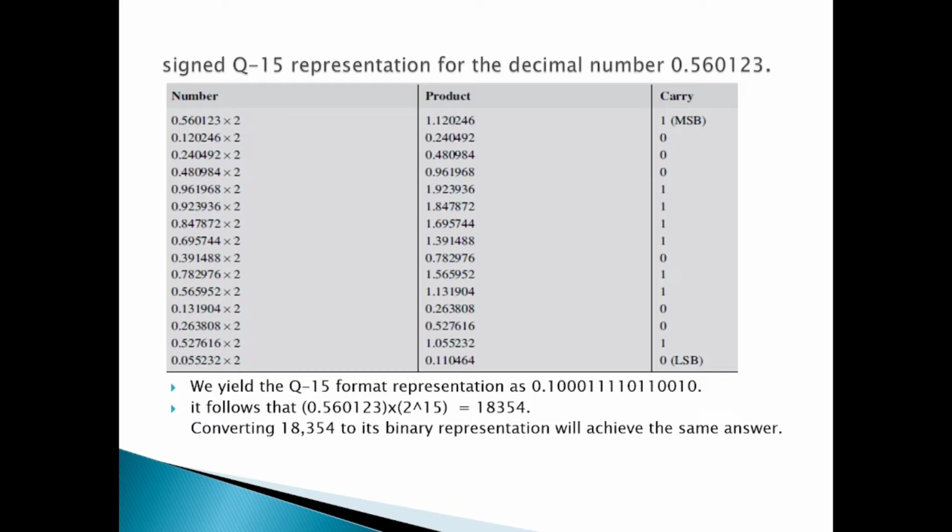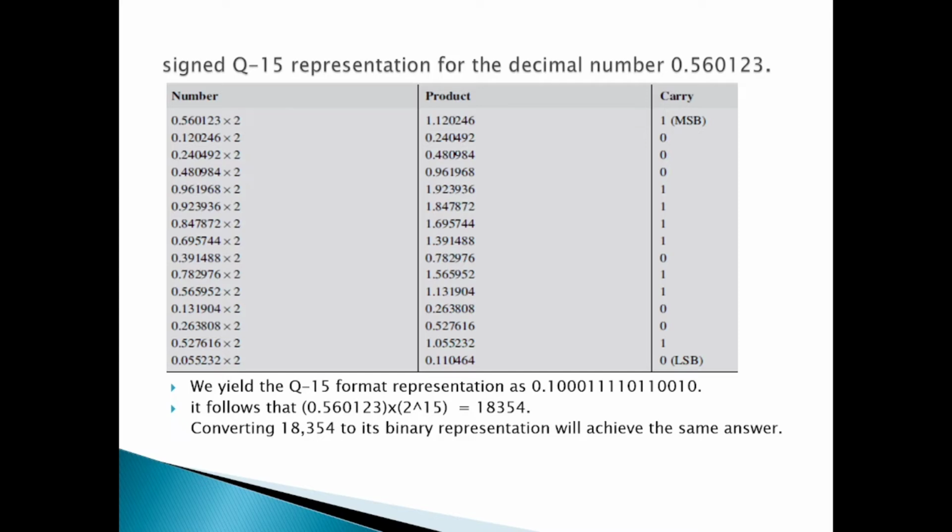Let us take an example to understand how to convert a number to its Q15 format. Consider 0.560123. First multiply 0.560123 with 2. We get 1.120246. From this, take out this 1 and multiply the remaining 0.120246 with 2.